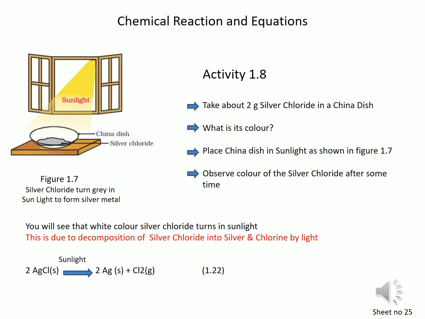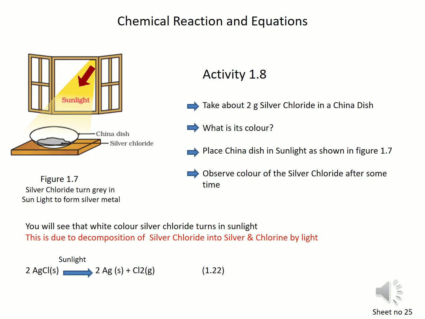Now let us see Activity 1.8. This is a further simple reaction we will see. Let us take 2 gram of silver chloride in a china dish. This is a china dish. We have taken this silver chloride. What is the color? Observe the color carefully.